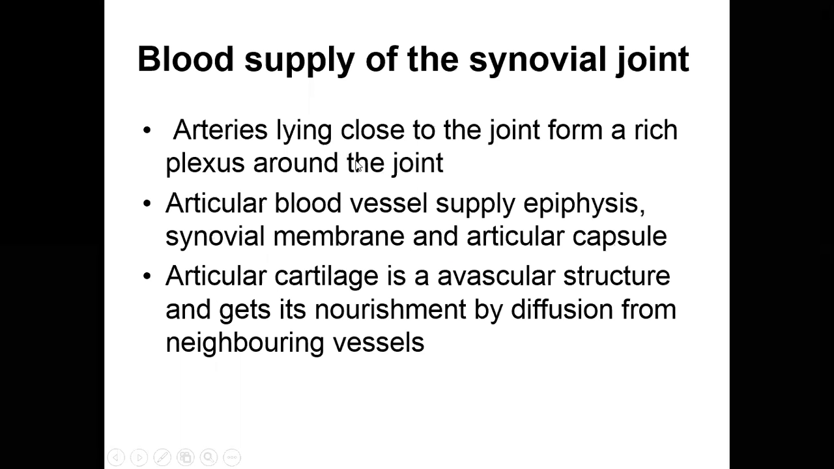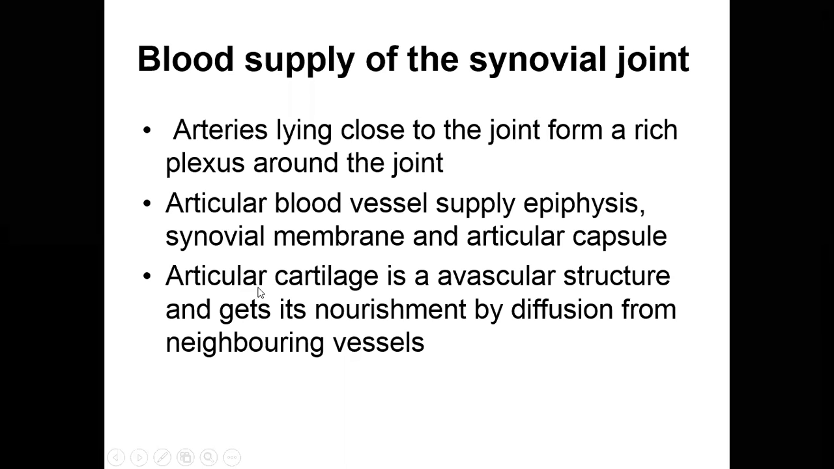Coming to blood supply, so there are a lot of blood vessels which are coming from nearby plexus. Plexus are the group of blood vessels which are nearby the joint, and articular blood vessels supply epiphysis. It can also supply synovial membrane and articular capsule. And articular cartilage is an avascular structure, but it can get nourished by the neighboring blood vessels and also from the synovial fluid. I told you when I talked about synovial membrane and synovial joint that articular cartilage can get nutrition from the synovial fluid.